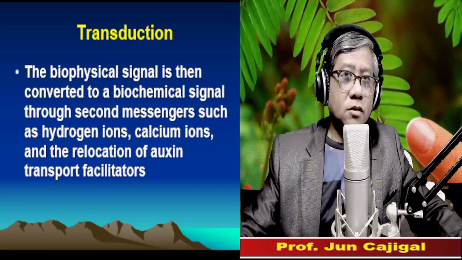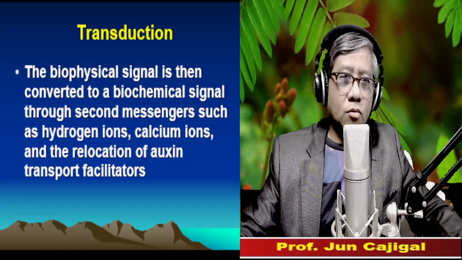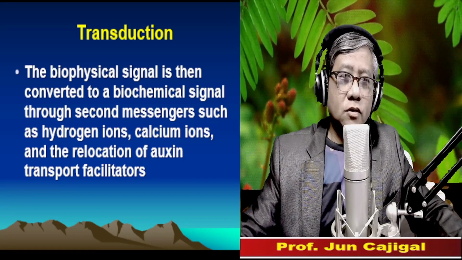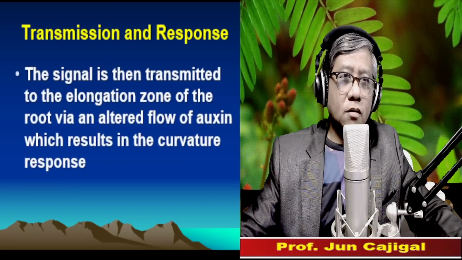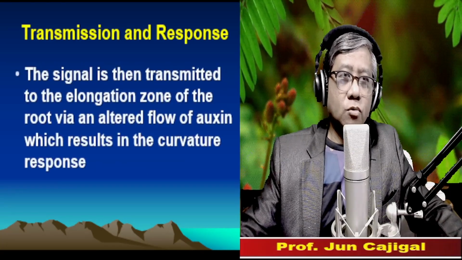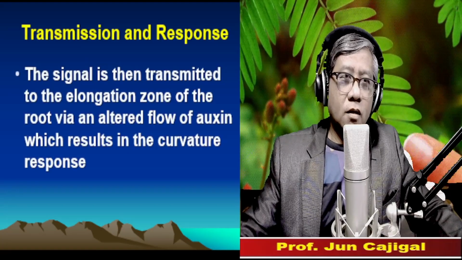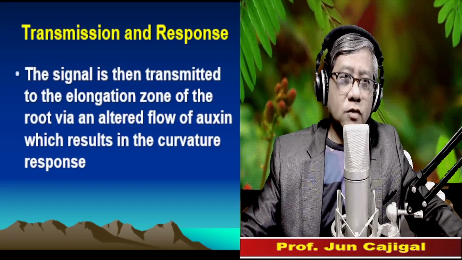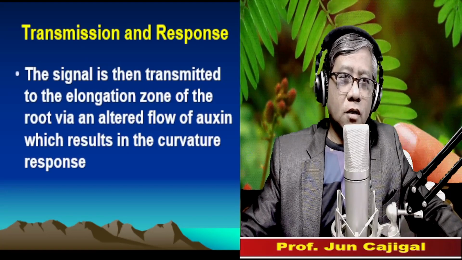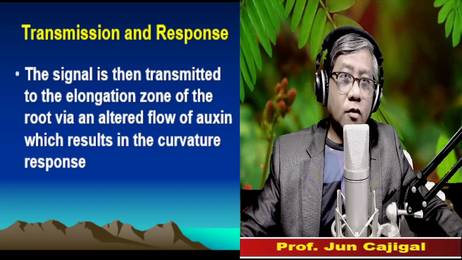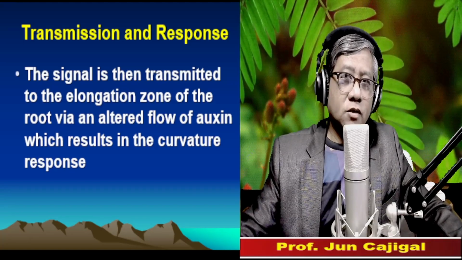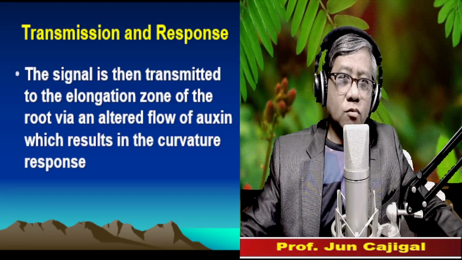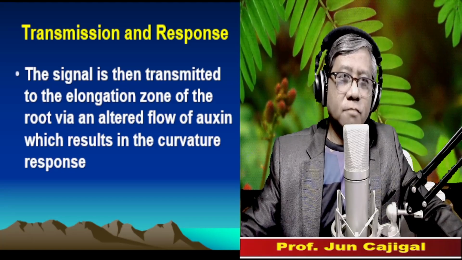Now, these second messengers such as hydrogen ions and calcium ions and the relocation of auxin transport facilitators will then transmit the signal to the elongation zone of the root via an altered flow of auxin. This will result in the curvature of the root towards the pull of gravity. So that's how the root responds to gravity, or gravitropism.